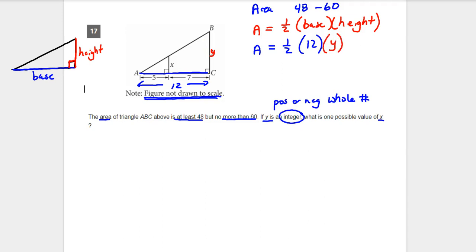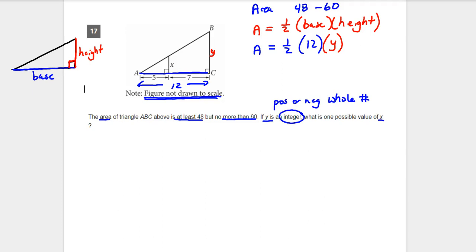And then they told me some possibilities of what the area could be. The area could be 48 through 60. So let me just figure out that range there.